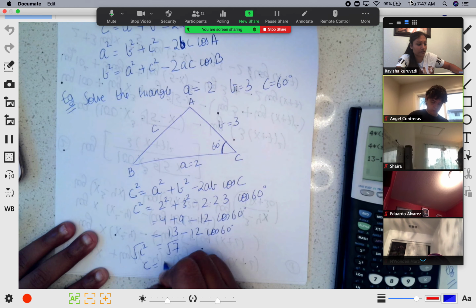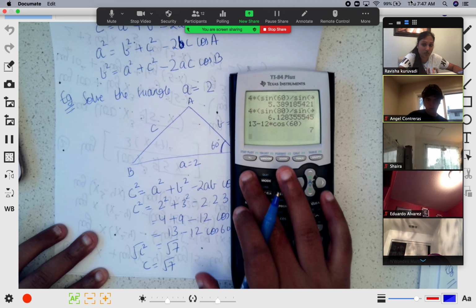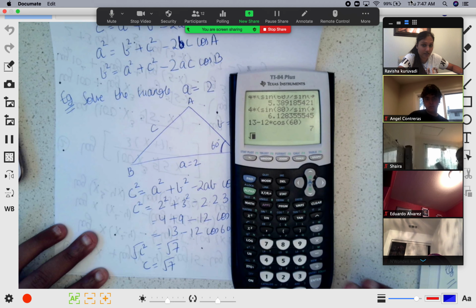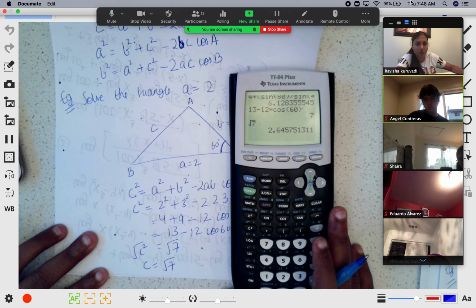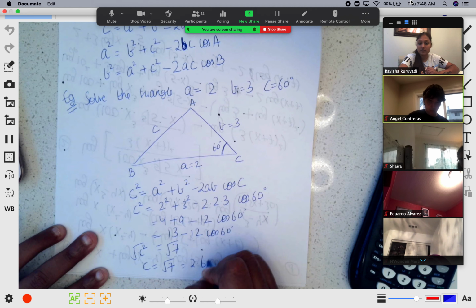And what is the square root of 7? Press second, then the square root key, then 7, enter. You get 2.64, so you can say 2.65. That's your c.